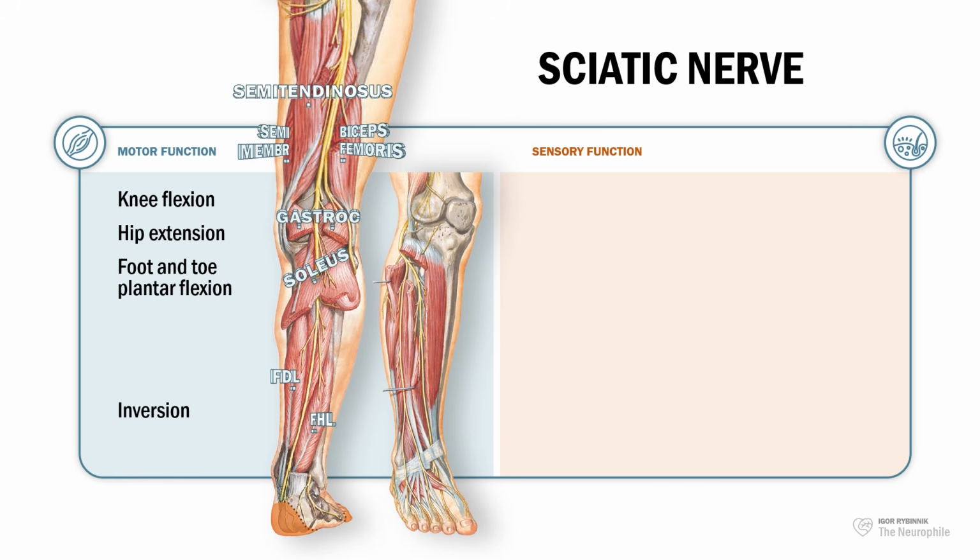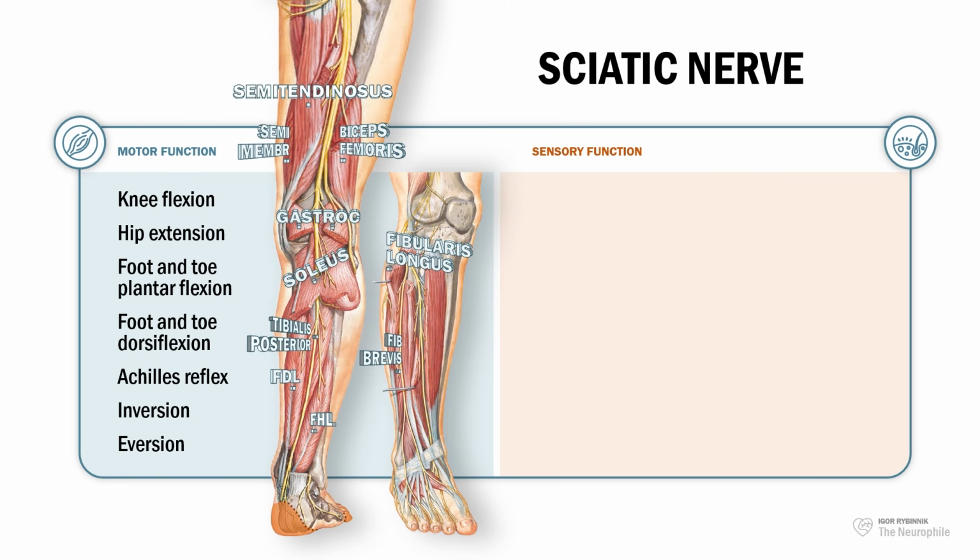It's also responsible for inversion of the foot with tibialis posterior, and it mediates the ankle jerk. Superficial fibular nerve controls eversion with the muscles of the lateral compartment, fibularis longus and brevis. Deep fibular nerve is responsible for dorsiflexion of the foot and toes by innervating extensor digitorum longus, the tibialis anterior, and extensor hallucis longus. It also helps inversion with tibialis anterior.